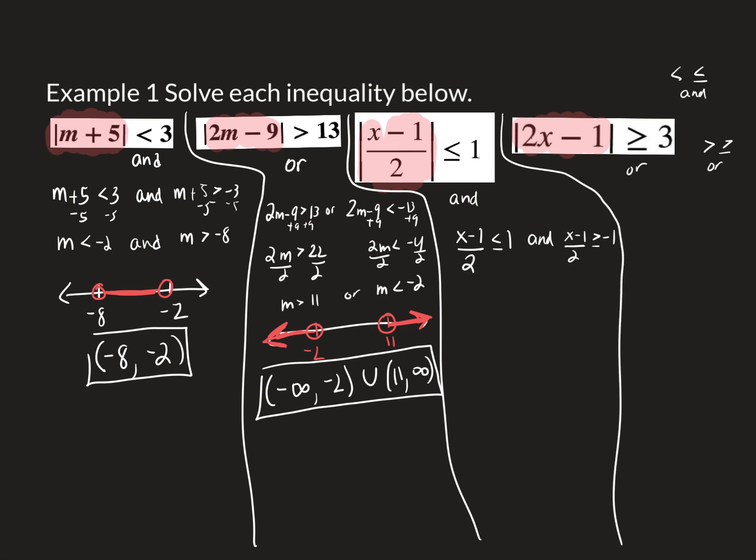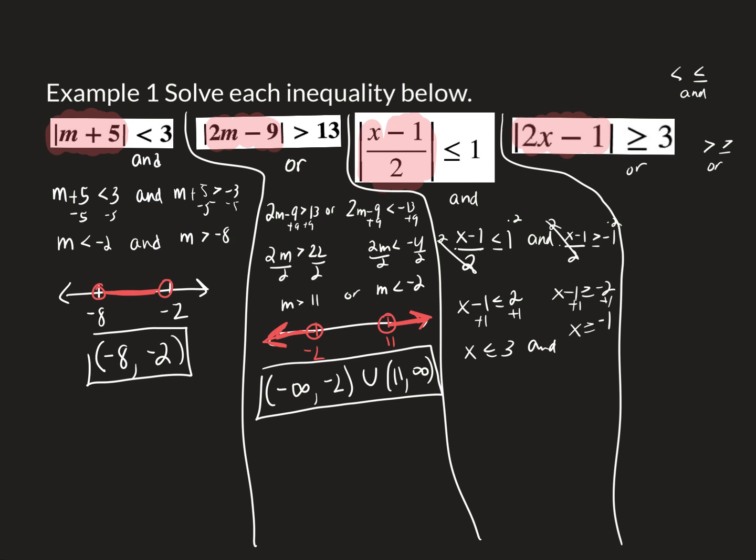Okay. I'm going to multiply both sides by 2 to begin solving. X minus 1 would be less than or equal to positive 2. Add 1. X would be less than or equal to 3. And multiply by positive 2. X minus 1 would be greater than or equal to negative 2. Add 1. X would be greater than or equal to negative 1.